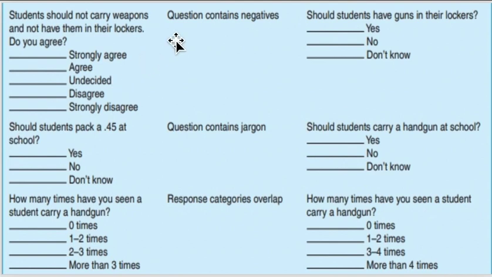So more examples. Right? Questions contain negatives. Students should not carry, right? Should students have guns in their locker? Much better, easier to understand.